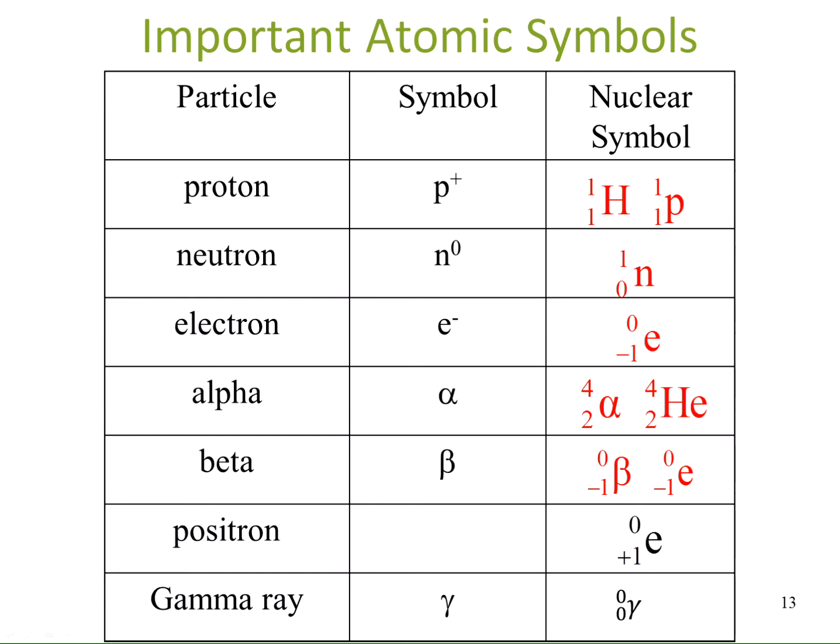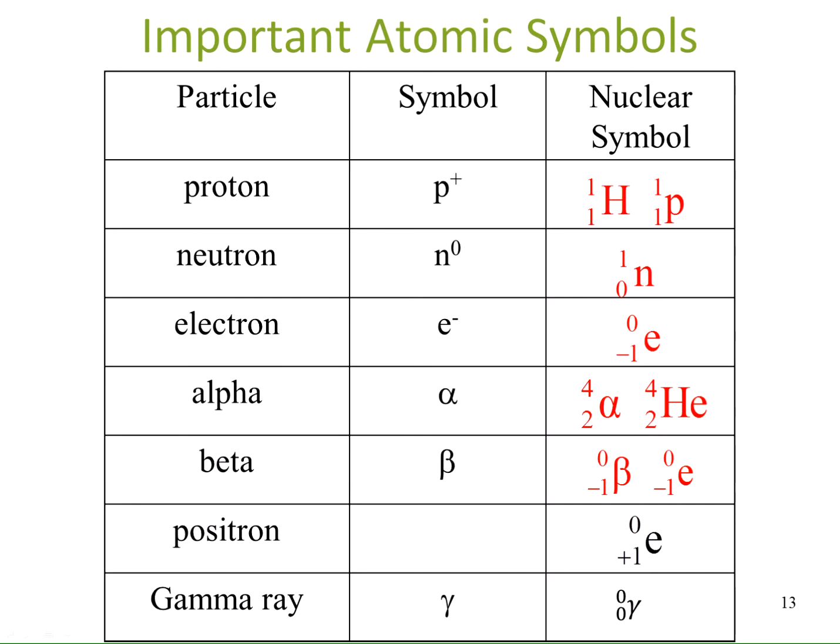And a positron, so we don't have a different symbol here, we just have the nuclear symbol. The positron is like an electron, it has the same mass and things like that, but it has a positive charge. We'll see a positron emitted when we have a proton being converted to a neutron. And then lastly, a gamma ray. This is just a lot of energy, so this is a gamma symbol. There are no neutrons and there are no protons.